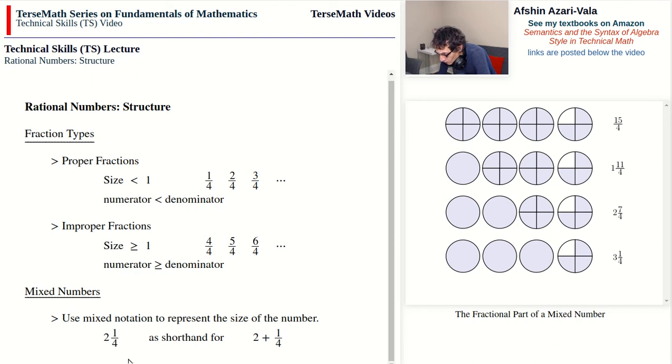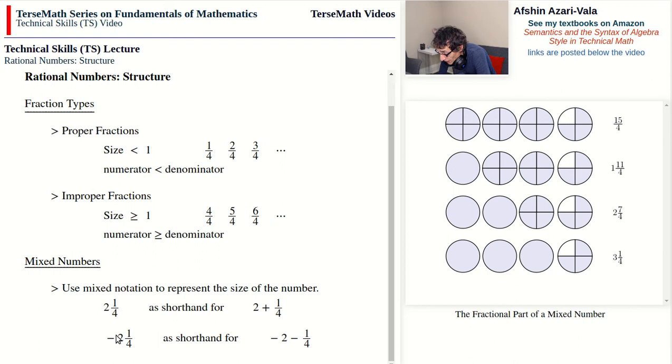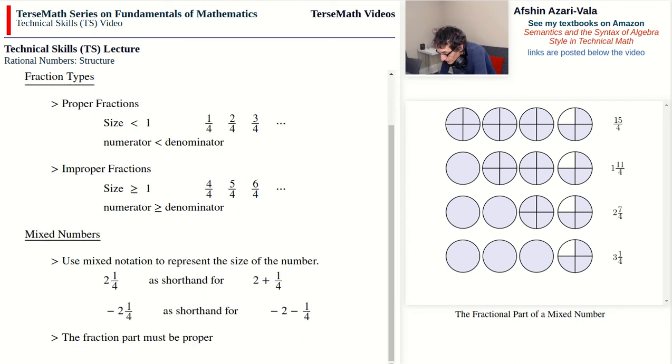Okay, so with mixed notation, 2 and 1 quarter is shorthand for 2 plus 1 quarter. And by the way, on that note, if you're dealing with negative 2 and 1 quarter, that's a shorthand for negative 2 minus 1 quarter. It refers to the negative of the totality that you see here. So negative of 2 and 1 quarter all in one, and therefore it becomes negative 2, and then subtract another quarter from it. And as I just mentioned, the fractional part of a mixed number must be proper.